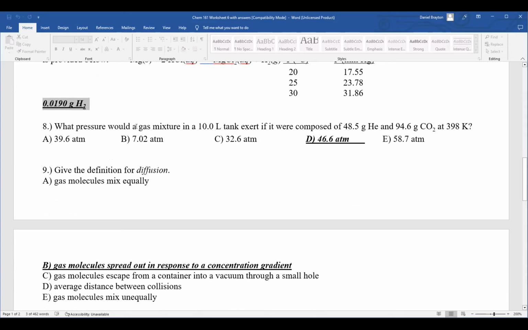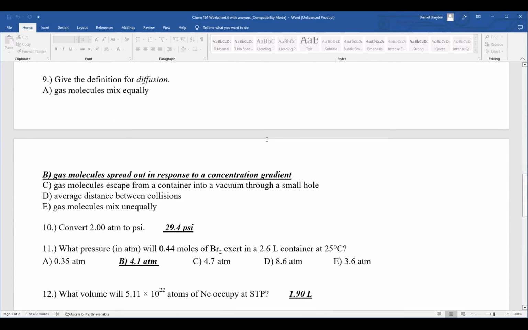8, what pressure would a gas mixture in a 10-liter tank exert if it was composed of, so we've got another mixture, here are our two gases, there's our temperature. So this is pretty much the same conceptually as the one on the study guide. You need to convert the gram values of the gases into the number of moles. Then we've got temperature and volume, we've got n, so we're solving for P total. You could get the individual P's or add up the number of moles together to give the total P.